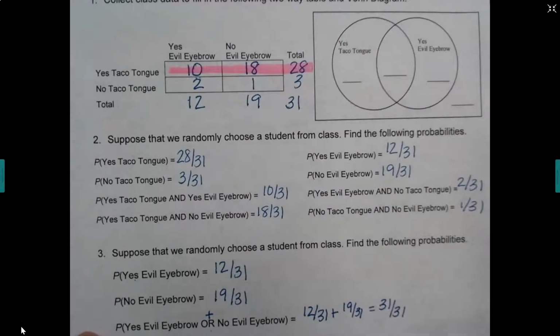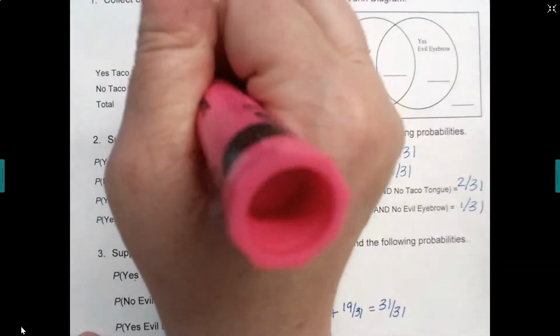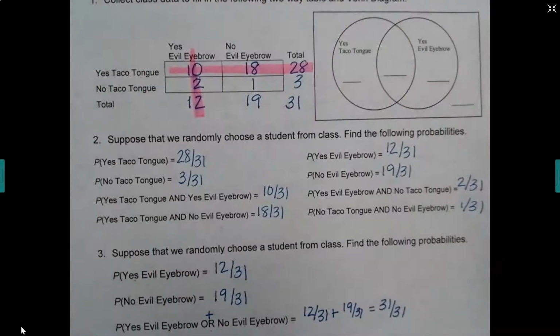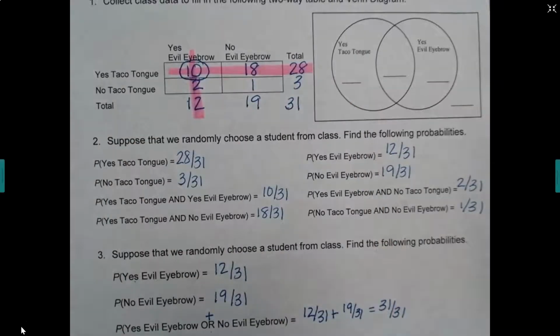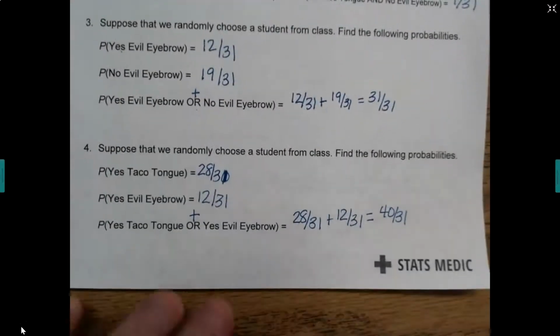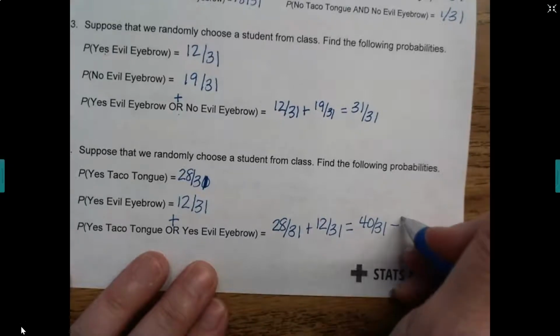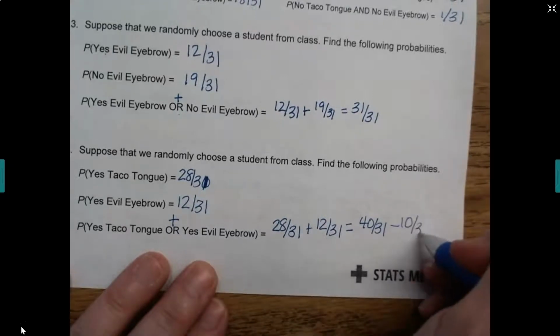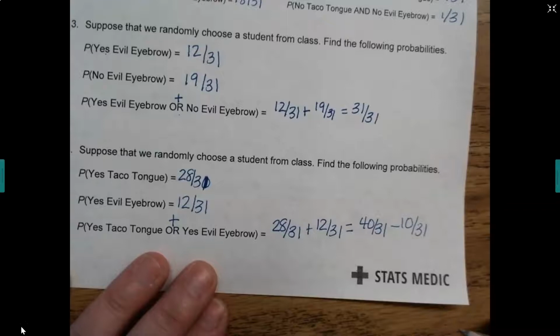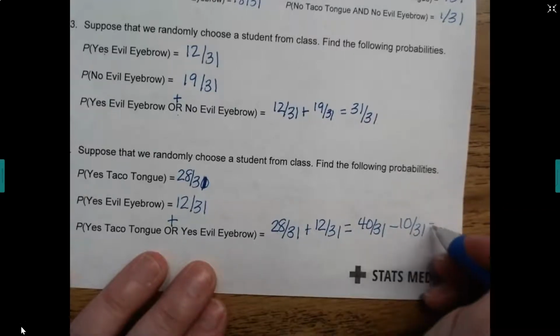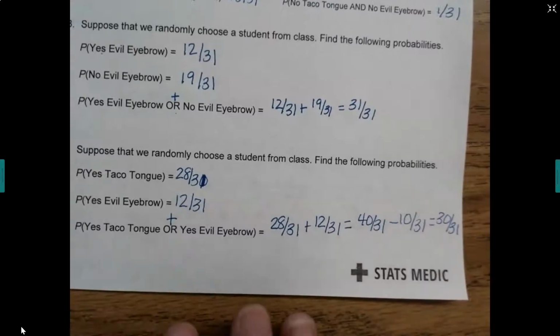And then we also said yes evil eyebrow. So that's going to be this category right there. What has happened is these 10 people right there, they were counted in both categories. We counted them twice. So we don't want to represent people twice. What we want to do is subtract off the overlap of those 10 people because they were counted twice and they shouldn't have been. And that will give us a total of 30 out of 31.